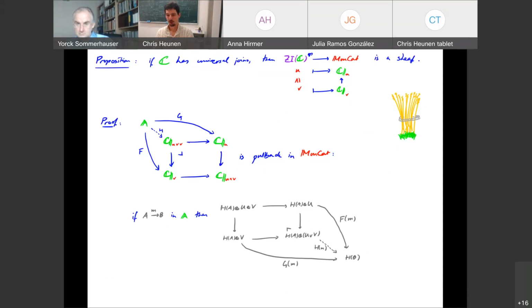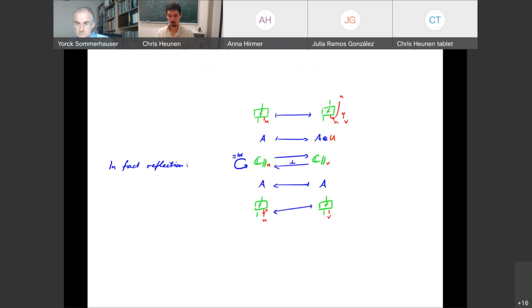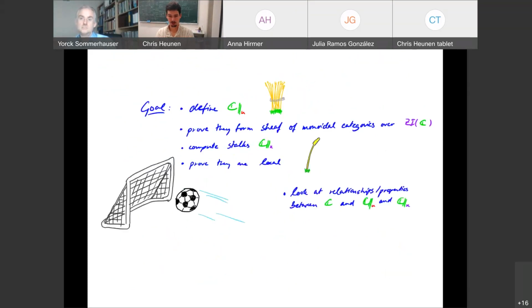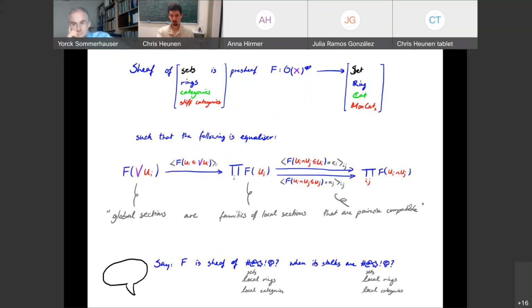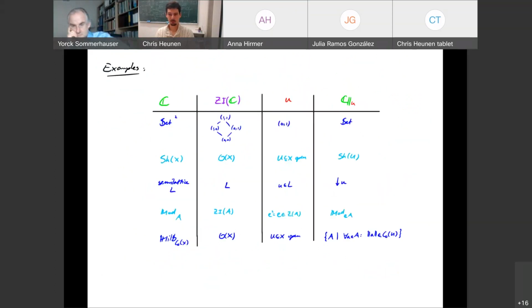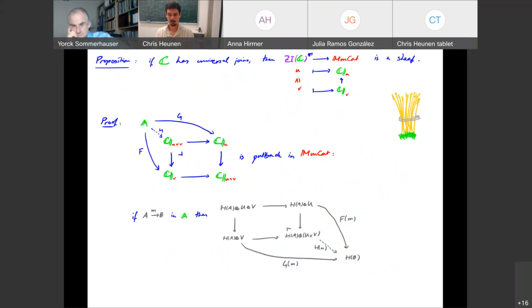To prove that this is a sheaf, remember I have to prove the sheaf condition that said that a certain thing is a limit, that this diagram is a limit, is an equalizer. If you write that out a bit, that means that a certain diagram is a pullback, which is a bit easier to prove. The blue diagram in the middle has to be a pullback.